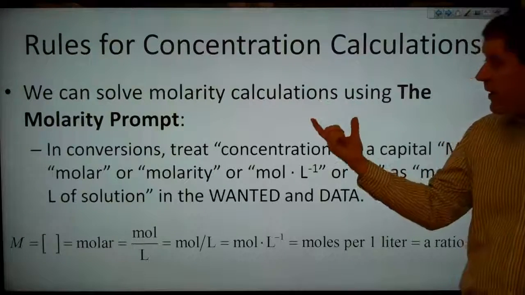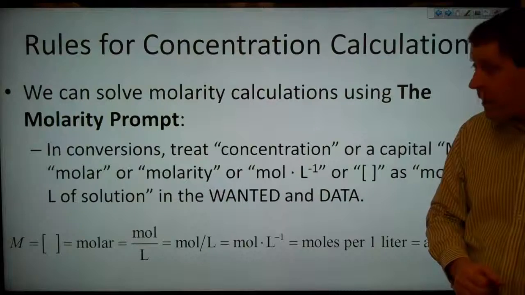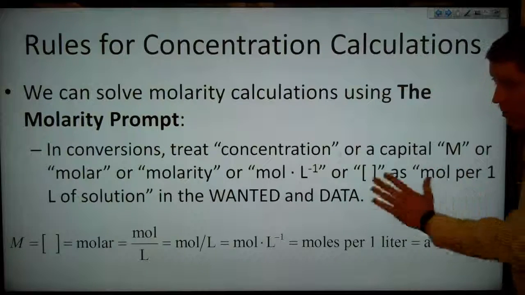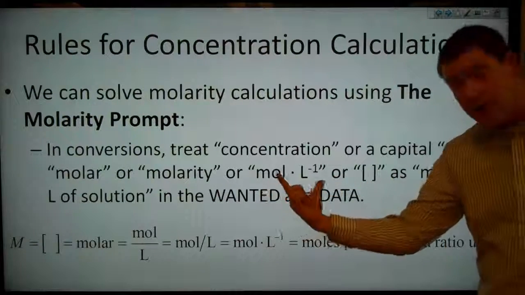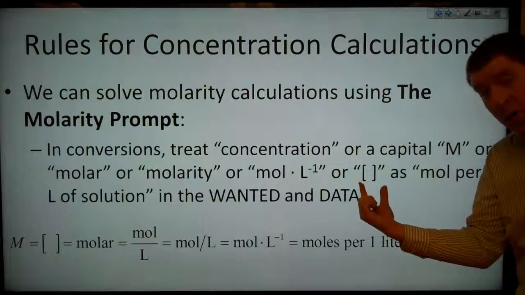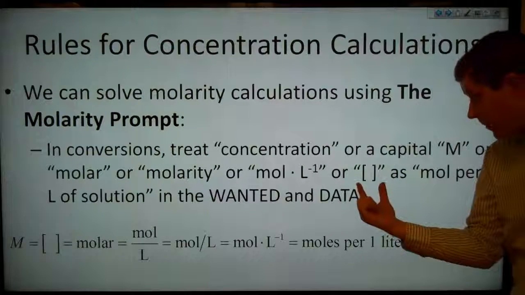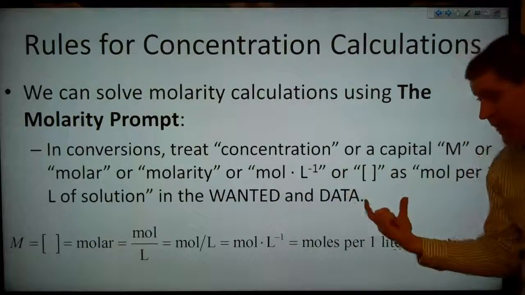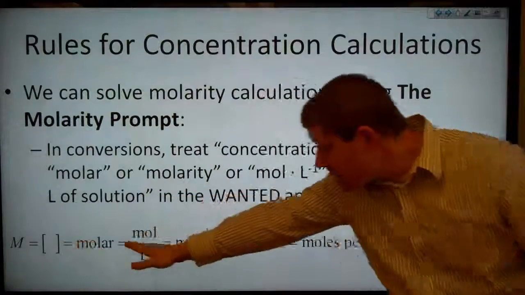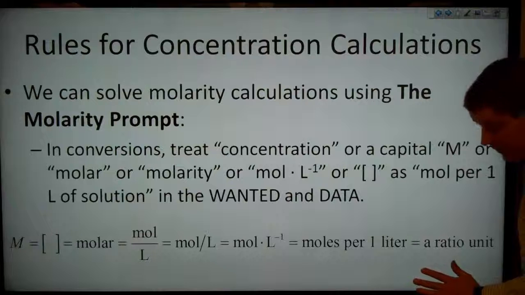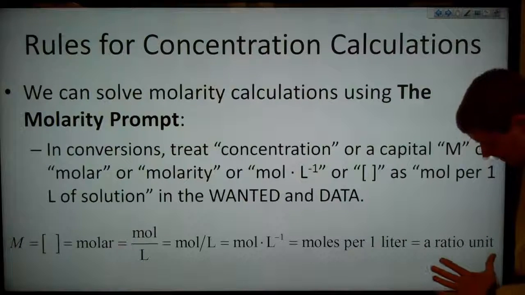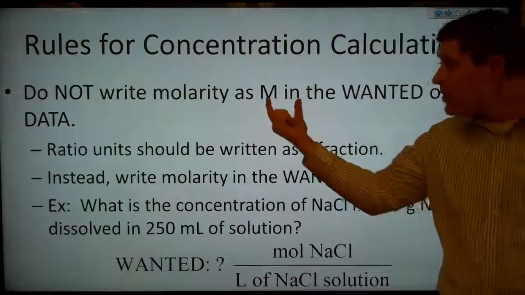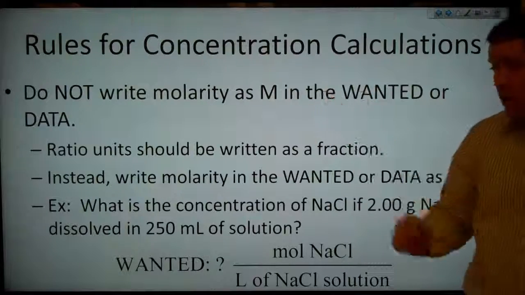Now, we can solve molarity calculations using the molarity prompt, which says, in conversions, treat concentration, or a capital M, or molar, or molarity, or moles times liters to the -1, or the square brackets around our chemical formula, as moles per 1 liter of solution in the wanted and the data. That is, each of these various representations is equivalent, they all mean the same thing, and that means a ratio unit. But do not write molarity as just that capital M in the wanted or the data.